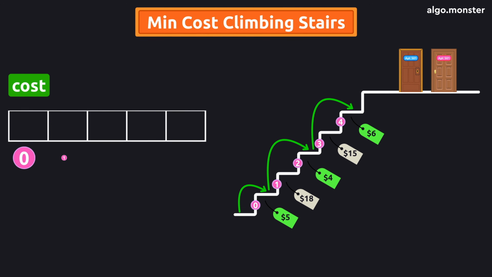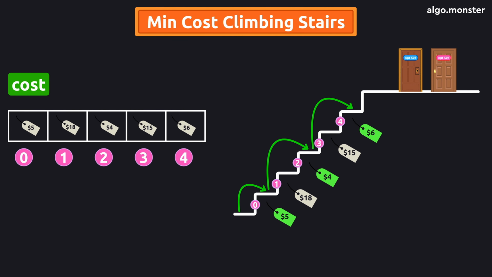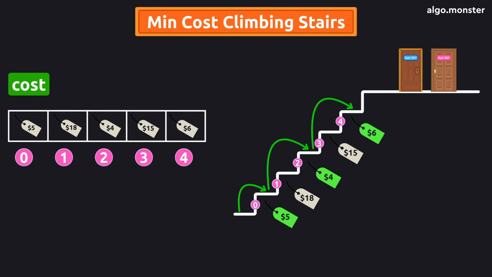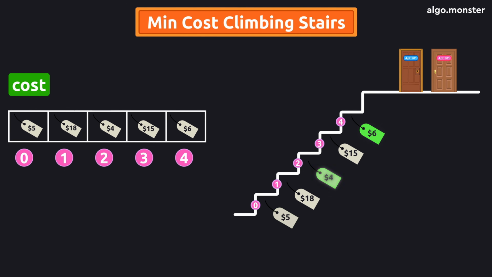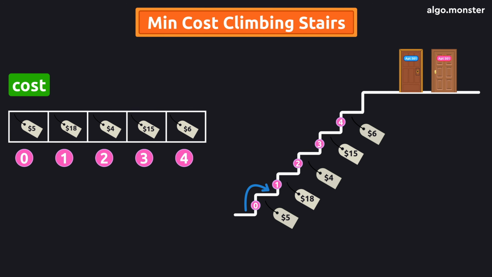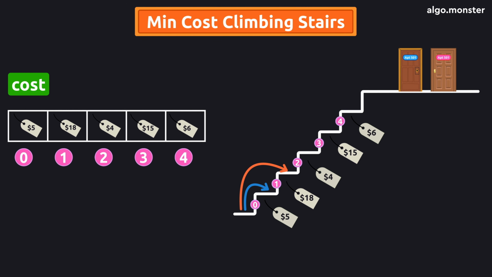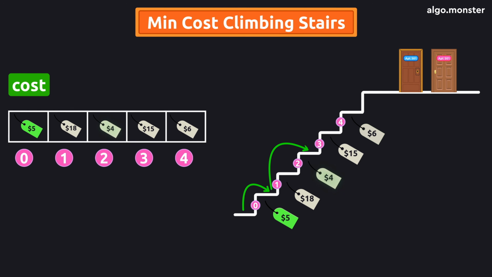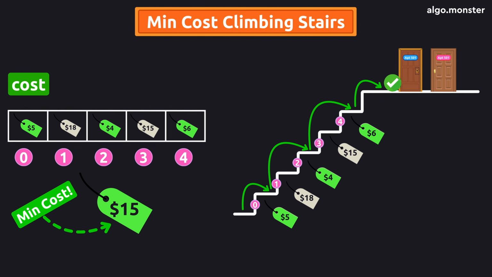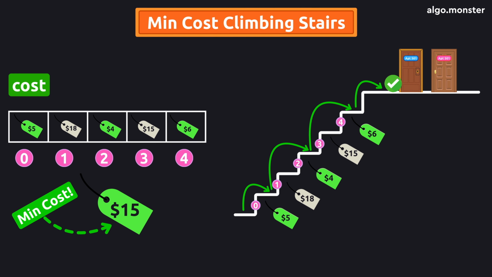In this problem, you're given an array called cost. Each element in this array represents the price you pay when you land on a particular stair. Land on stair 1, you pay that amount. Land on stair 2, you pay that amount, and so on. You're allowed to start climbing from either stair 0 or stair 1. From any stair, you can move up to the next stair or jump over one stair, just like in the previous problem. But now the goal is slightly different. You don't just want to reach a stair, you want to reach the very top of the staircase, the floor, and you want to do it with the minimum possible cost. So the task is to find the minimum cost needed to climb all the way to the top.